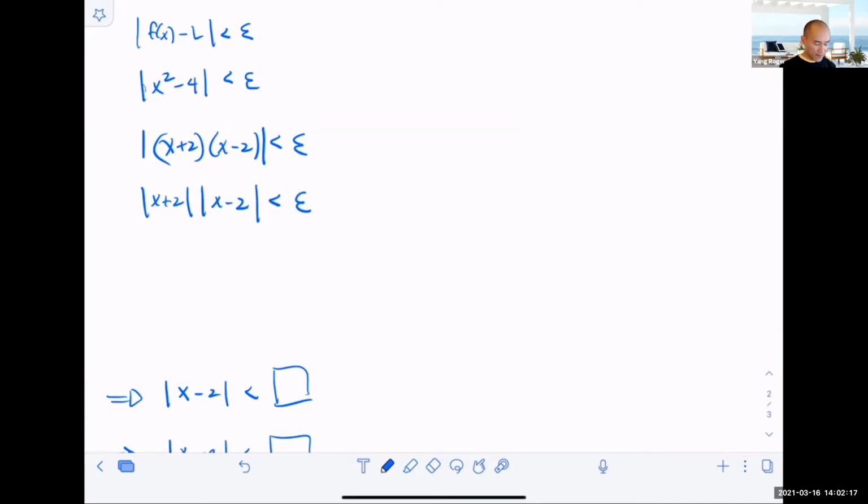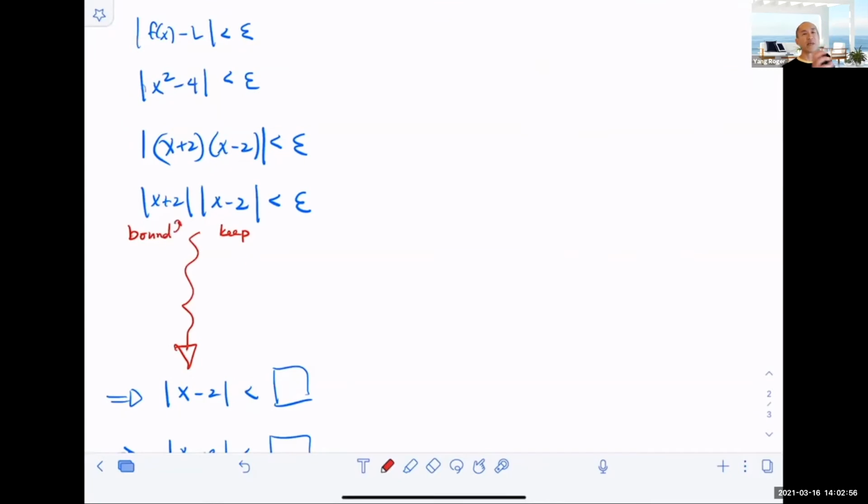Now, for us to get from this step to this step, it's going to require something a little bit extra. And on that worksheet, they tried to lead you through this a little bit, but they had a very specific scenario there. I want to prove this to you in general. So what we really need to do, we want to keep the x minus 2 part, and we want to bound the x plus 2 part.